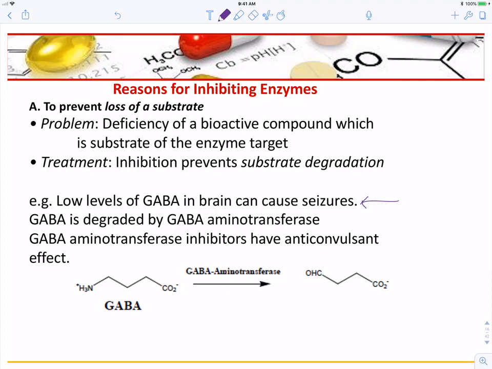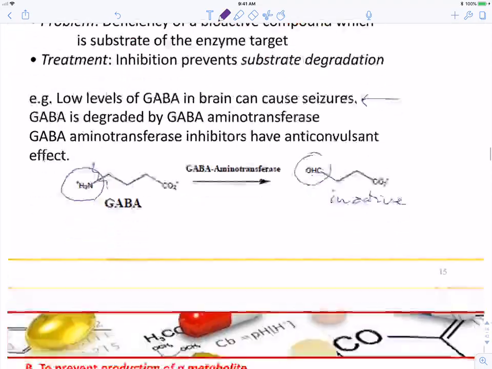What it does is basically carry out a reductive deamination on GABA, taking out the terminal primary amine and converting this to an aldehyde, basically by breaking the carbon-nitrogen bond. And so this is now inactive. So by inhibiting GABA aminotransferase, we can sustain and support the concentration of GABA in the brain, and therefore that results in an anticonvulsant effect.